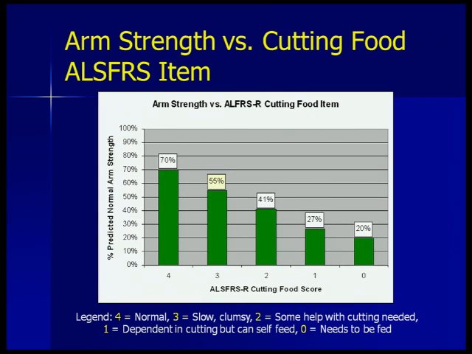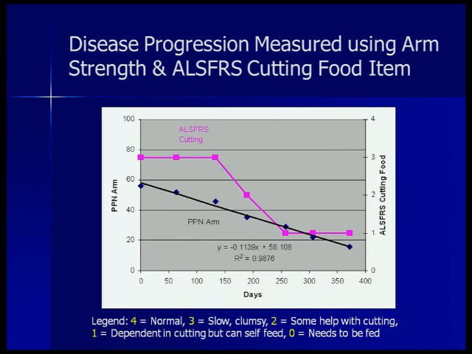Likewise, we looked at arm strength versus the ALSFRS cutting food item, and we came up with similar results. Patients who were graded as normal in cutting their food and eating had about a 70% predicted normal strength, et cetera. Again, looking at an individual patient, we could see this patient's arm strength is declining very linearly, while there's a large plateau in the ALSFRS score.